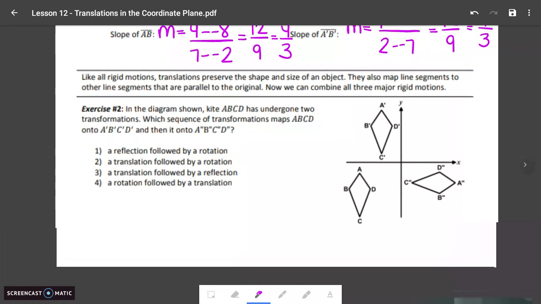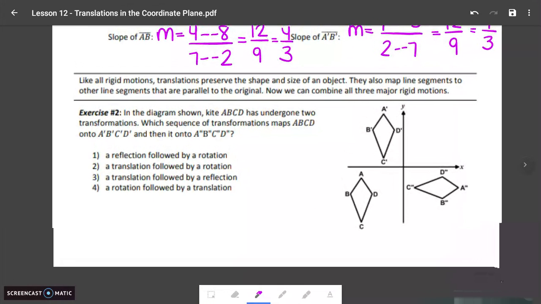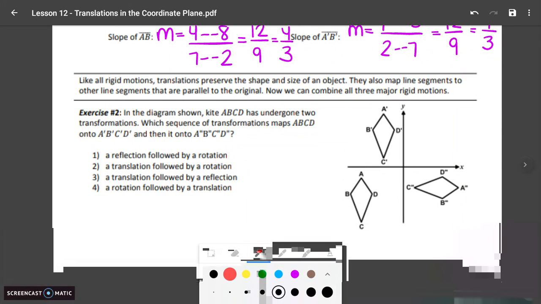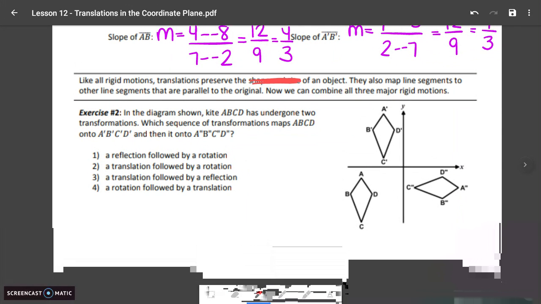Now, scooting right along here, like all rigid motions, translations preserve shape and size of an object. Remember, we will never write that on the regents because that would never get us full credit. It's always got to be length and angle measure. Size and shape, unfortunately, is only 1 point, so we don't want to get confused with that. They also map line segments to other line segments that are parallel, so we're combining all 3.